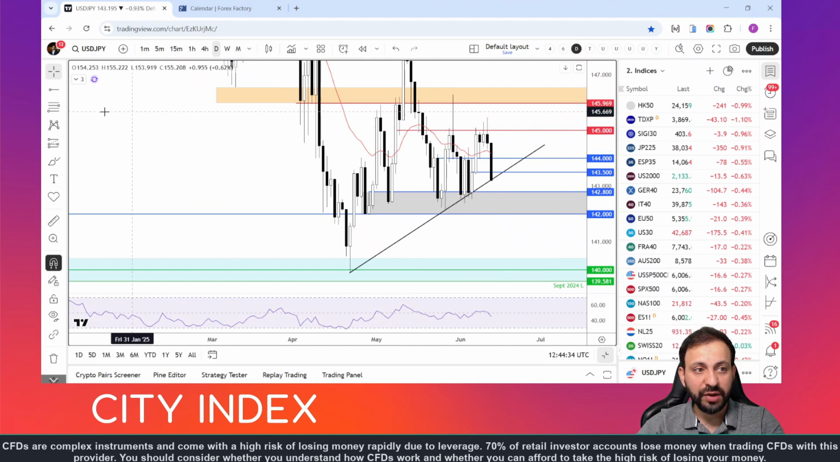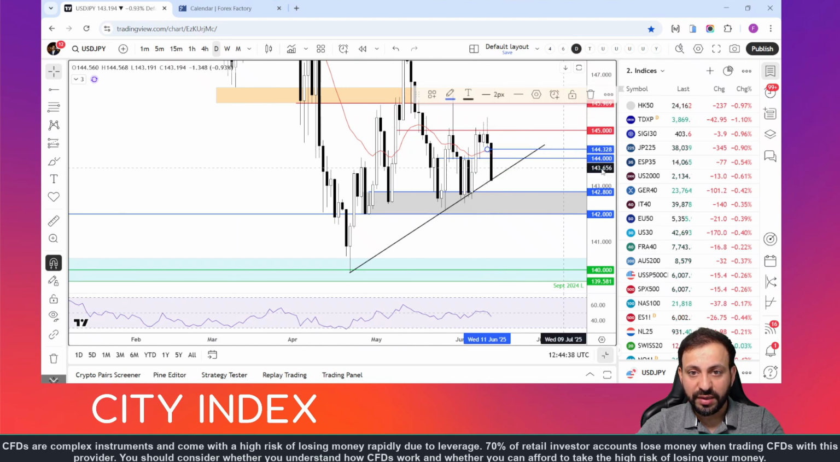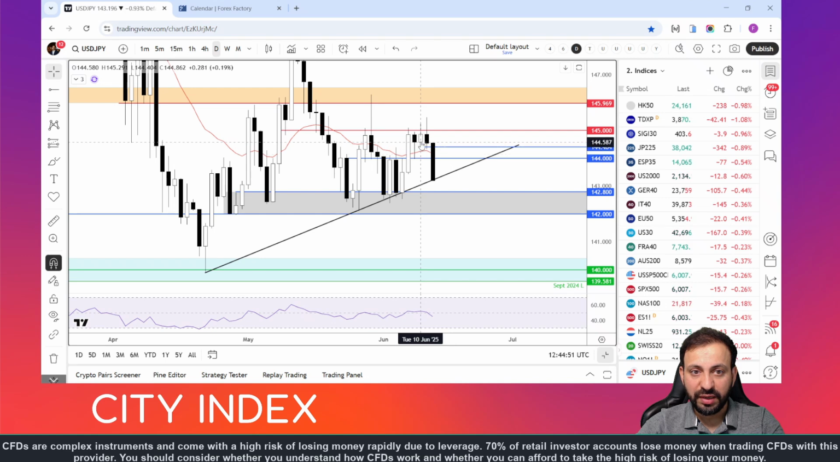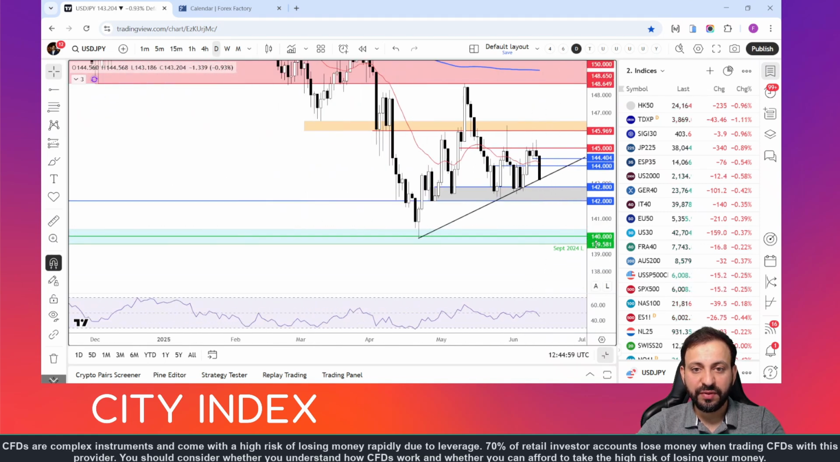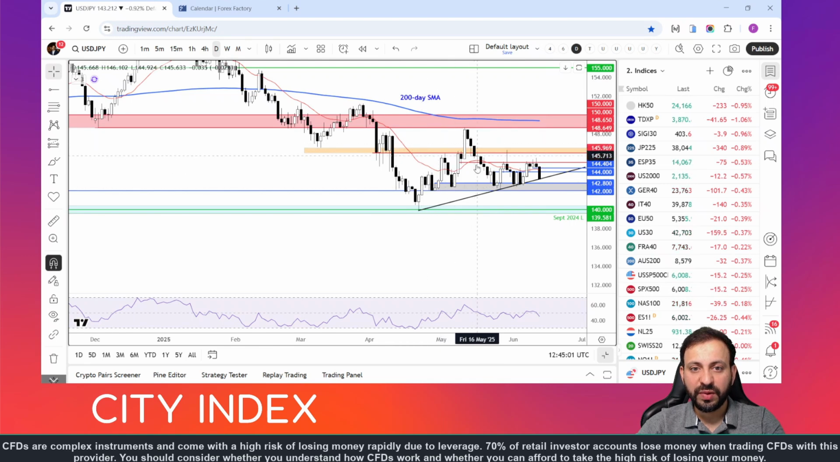Above 144, we have a level around this area here at 144.32, call that 144.35 or so, where the lows of Tuesday and Wednesday's ranges were made. So could we see a big breakdown in the dollar yen finally after what has been a quietish period in this currency pair? Well, that's the key question.